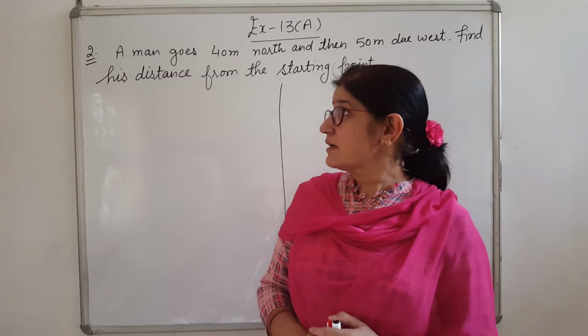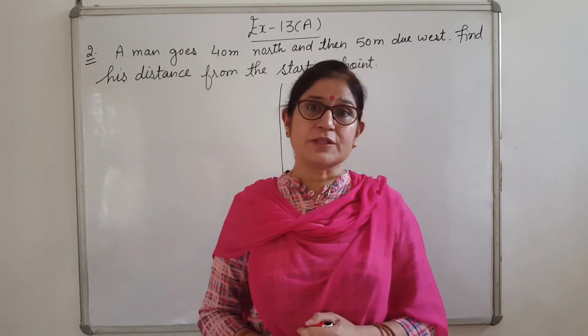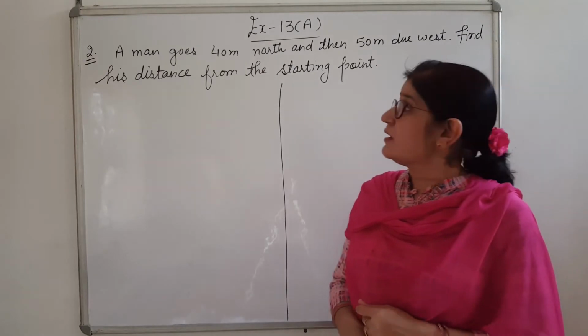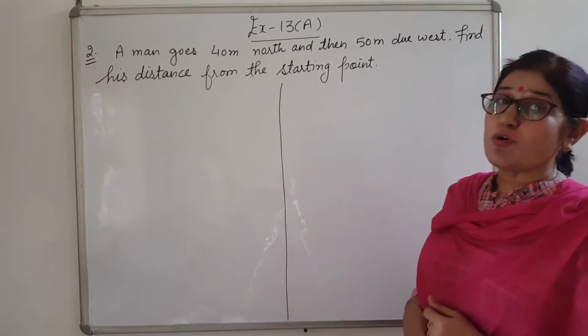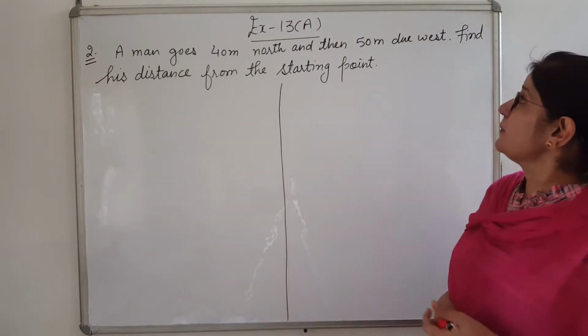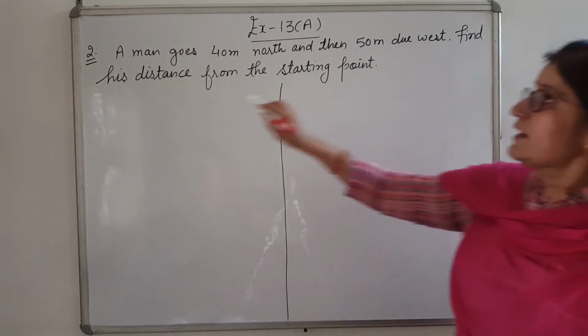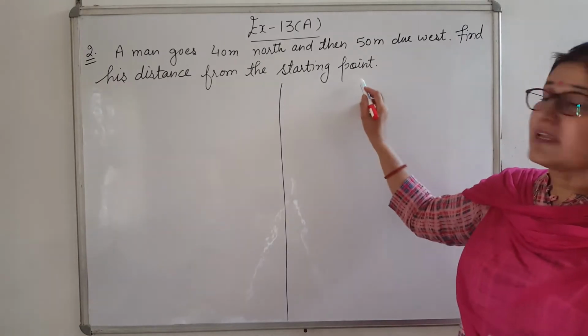Now we will start our exercise 13 A. Second question. In this question, what is given? A man goes 40 meter north and then 15 meter due west. Find his distance from the starting point.